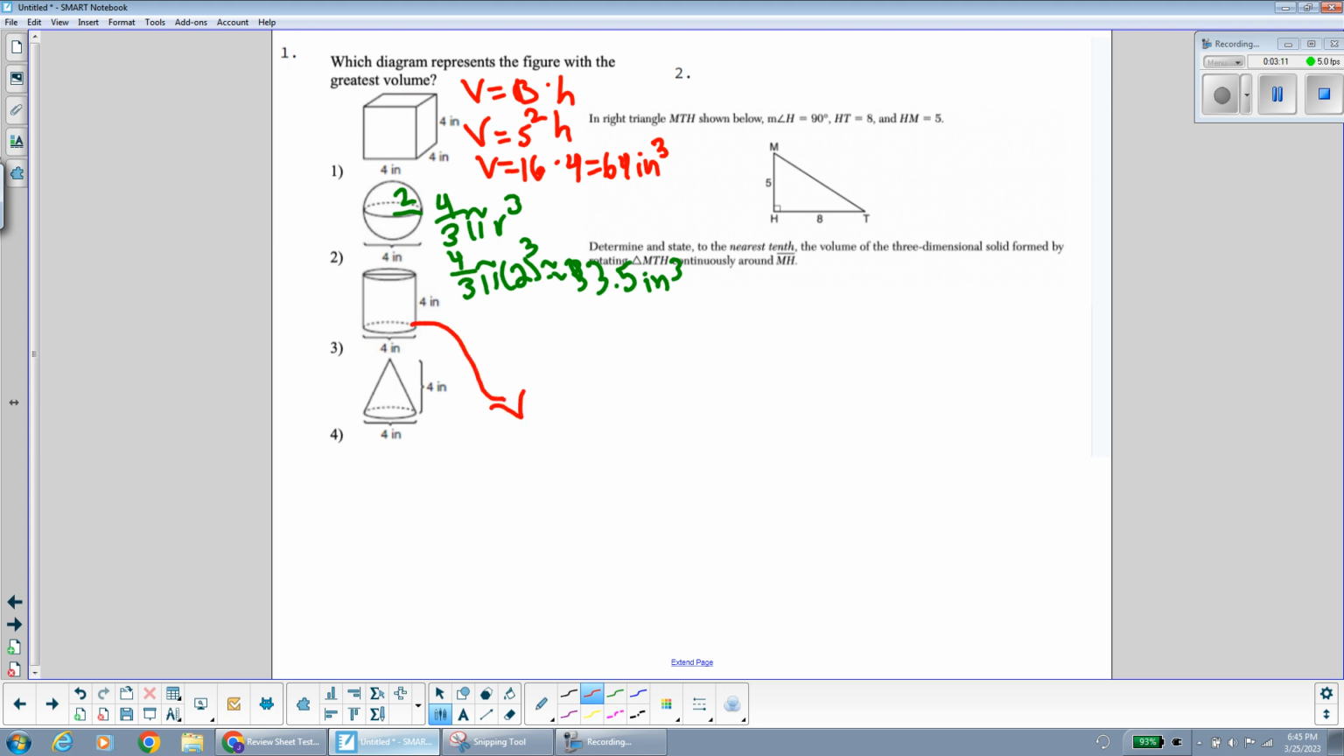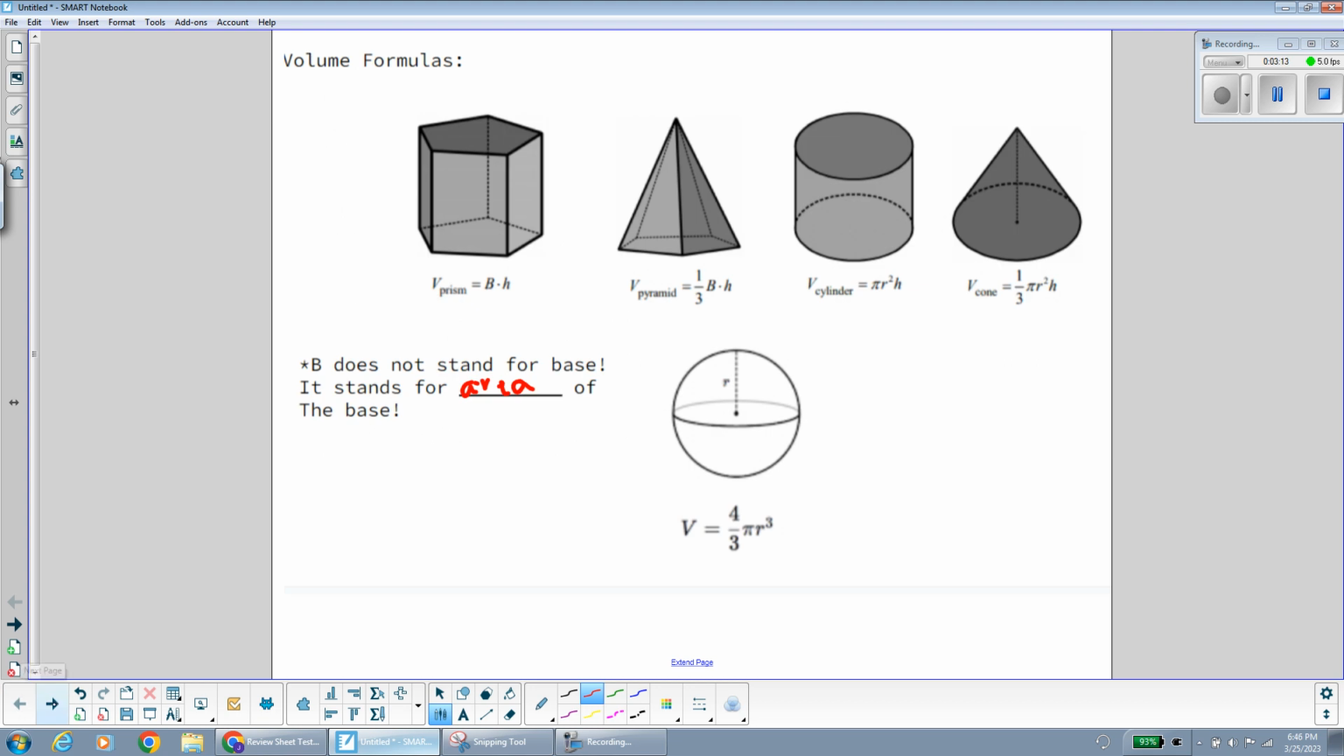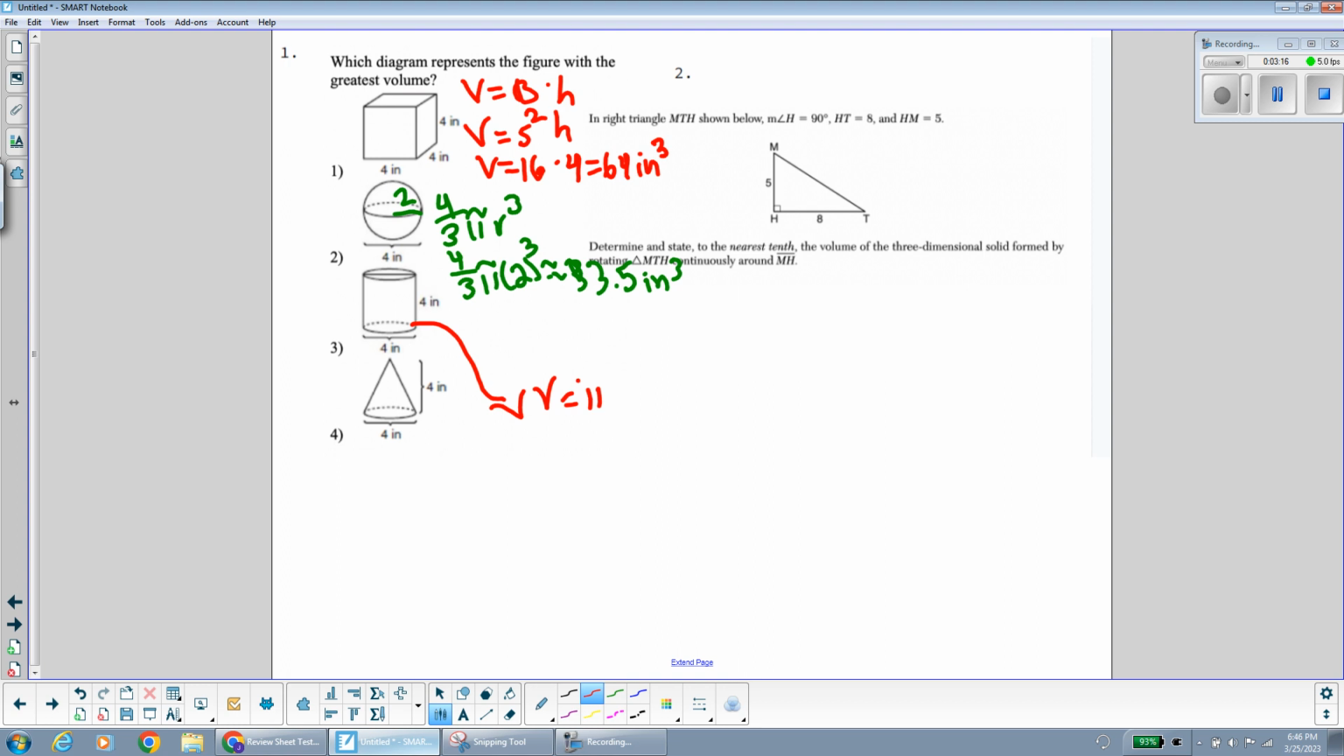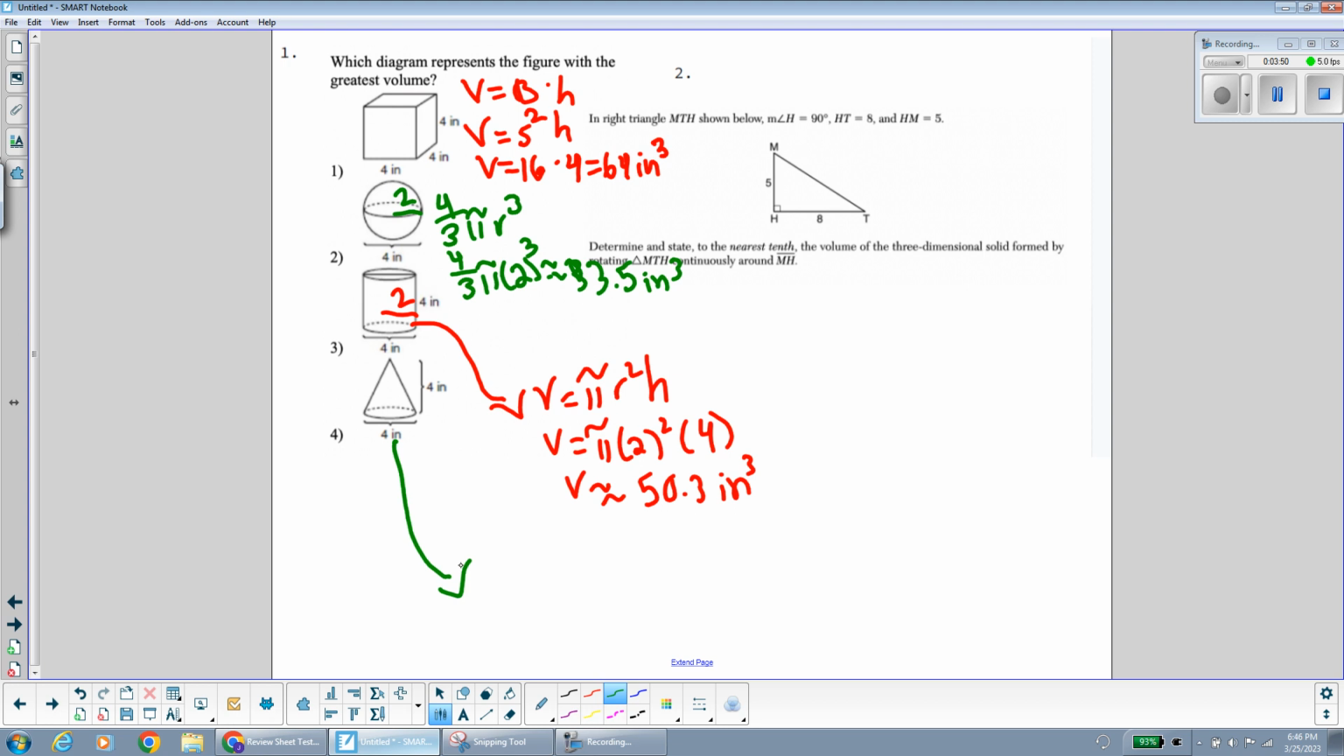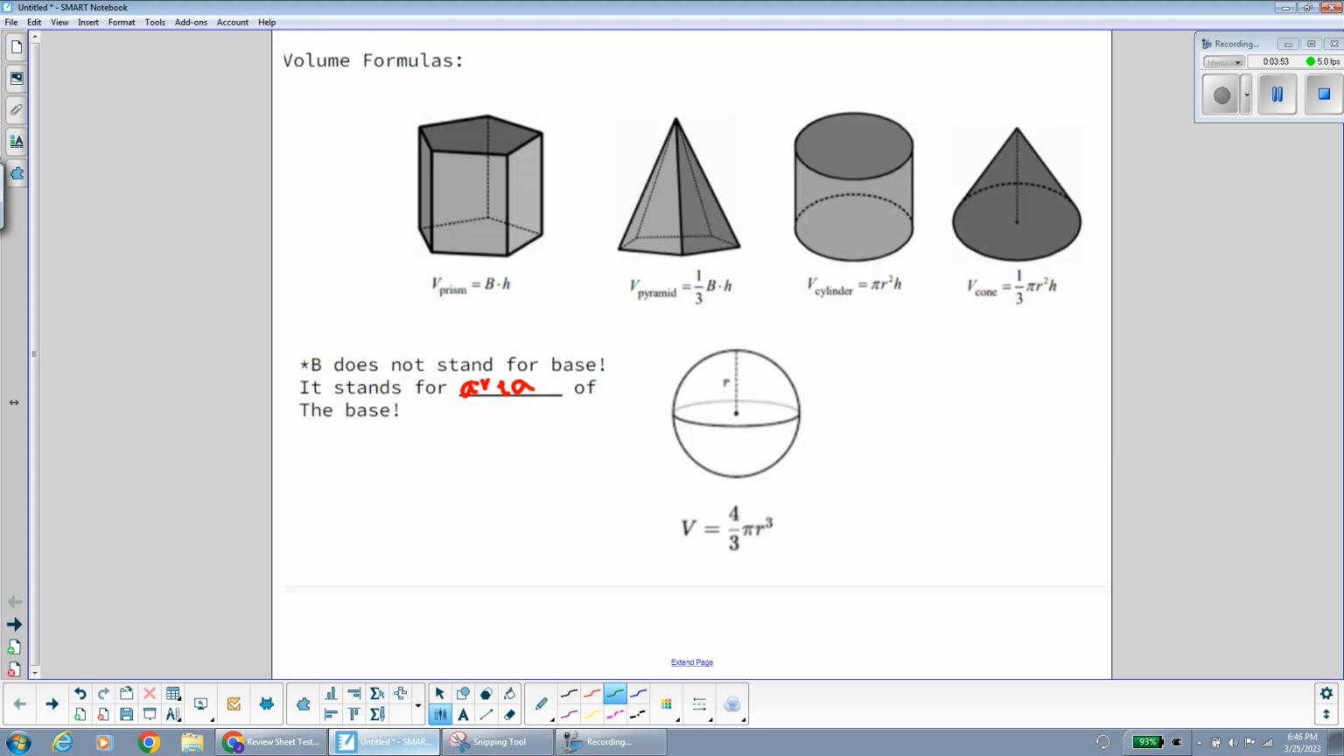Moving on to the third one. The third one is a cylinder. The cylinder volume formula is pi r squared height. The radius is once again 2 because the radius is half of the diameter, half the whole way across the circular part, times the height, which is 4. Let me put this into my calculator: pi, 2 to the second power, times 4. I hit enter and I got that the volume is approximately 50.3 cubic inches.